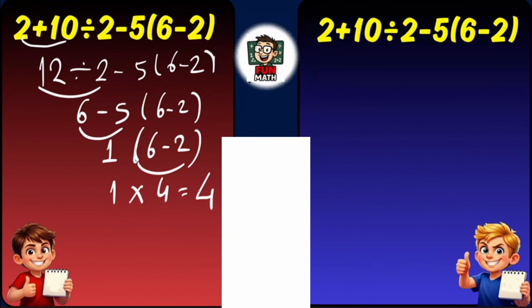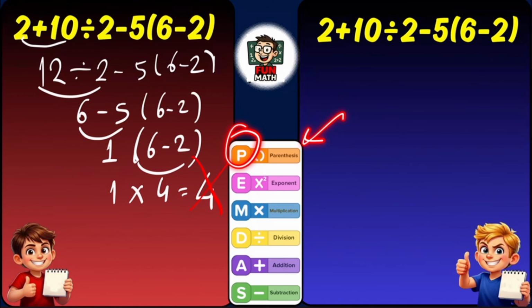If you solve the problem this way, you made a mistake. Because when solving the problem, we should have paid attention to the order of operations. The order of operations is coded as PEMDAS. P stands for parenthesis, A stands for exponent, M stands for multiplication, D stands for division, A stands for addition, S stands for subtraction.